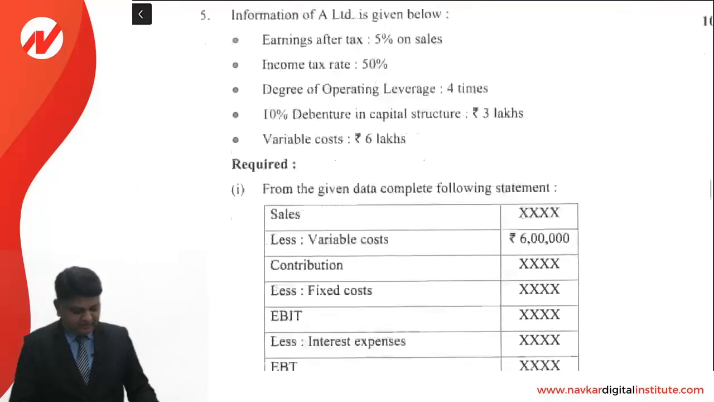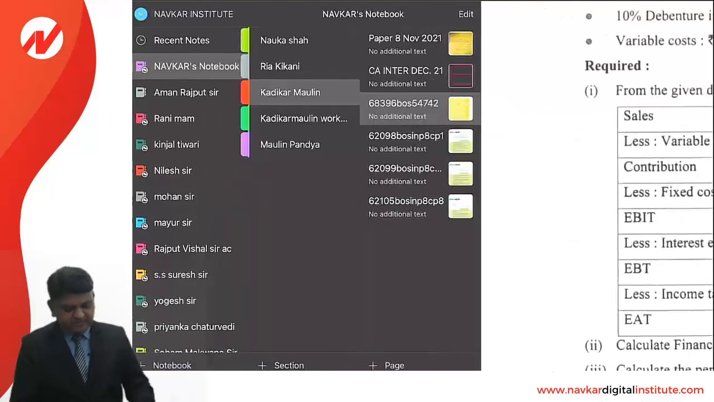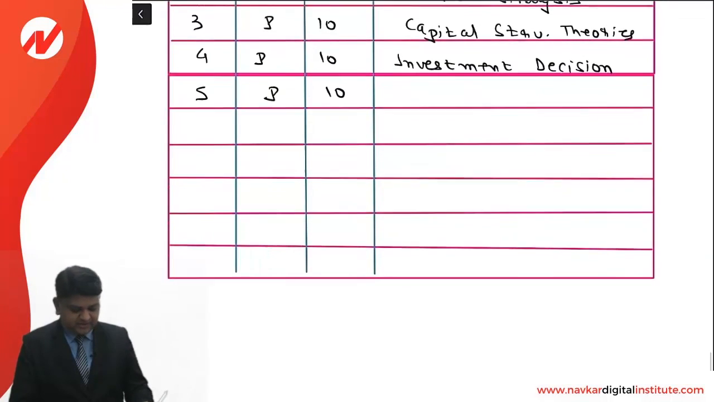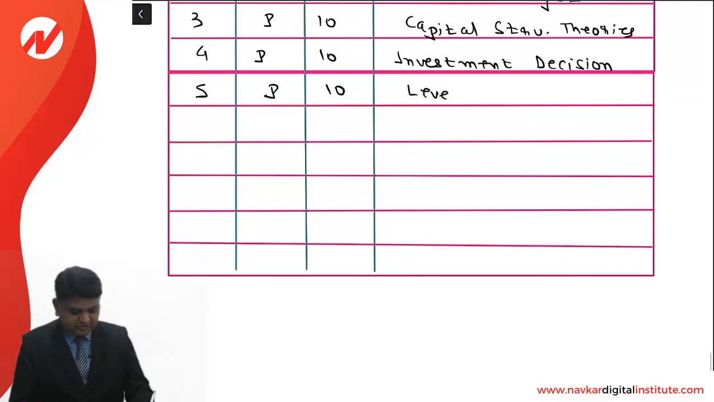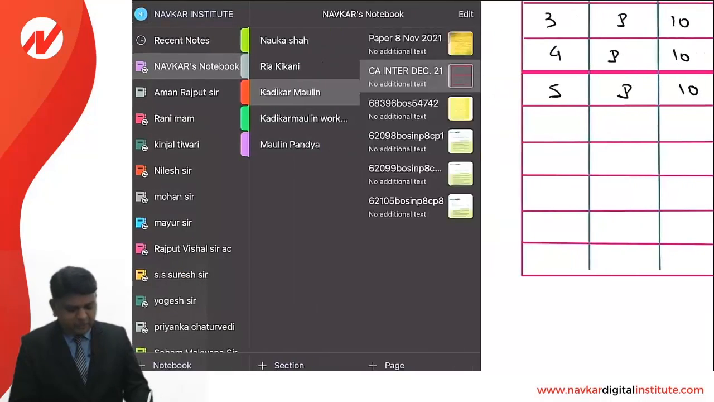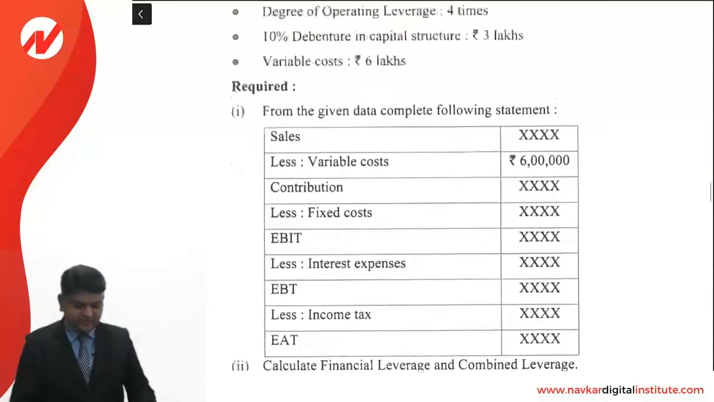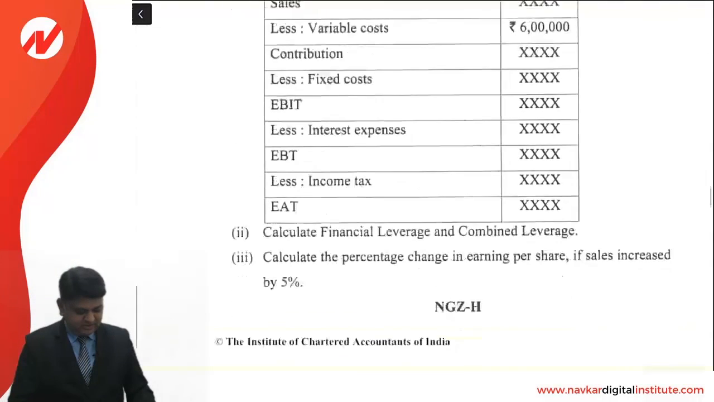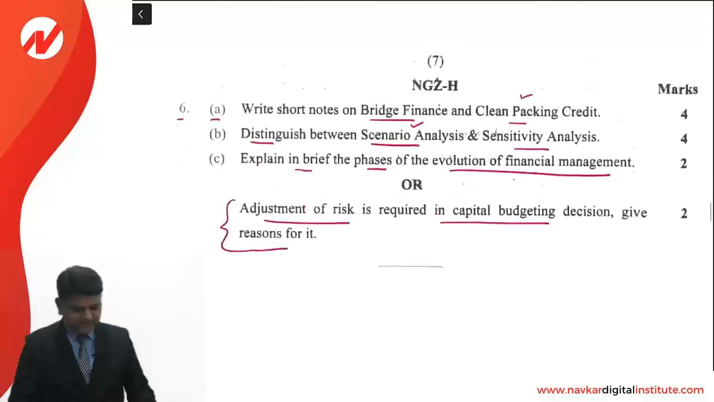Question number 5 is on leverage, with missing data. They have asked a slightly different question than what they usually do. It is a practical question of 10 marks from the chapter of leverage. Usually in leverage they do not ask this kind of question. They usually provide the data, and ask for calculation of leverage and analysis. But this was quite different.